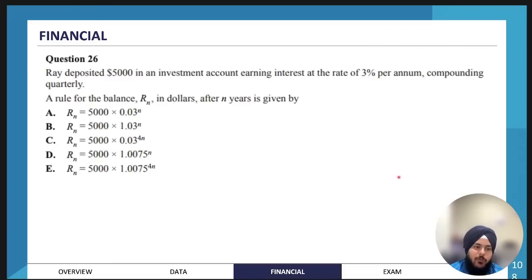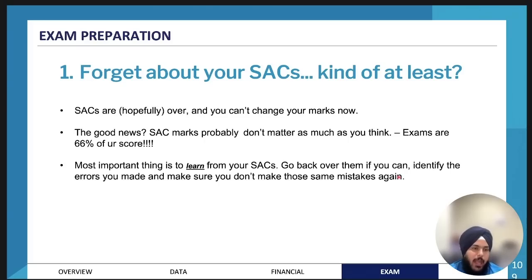Okay, so we're going to skip this question and move on to the exam side of things. The first and foremost tip that I like to give everyone is forget about your SACs. They're over now. A lot of the skills that you would have learned from the SACs probably won't transfer too much into the exam. Definitely the content will transfer, but the skills that were required for the SACs, especially the data SAC, I would say, are not required in the exam.